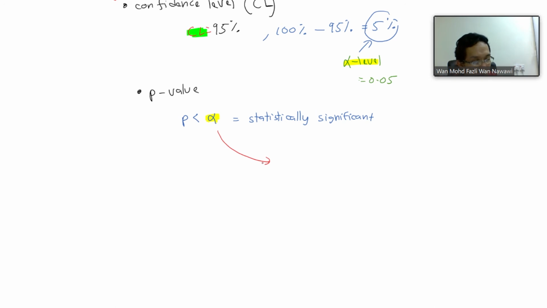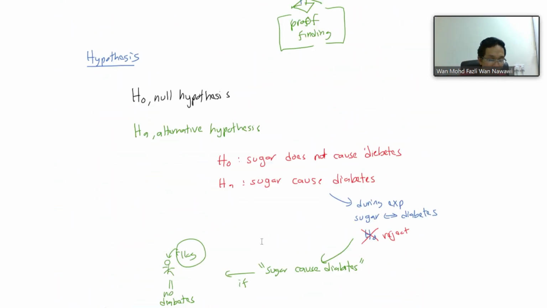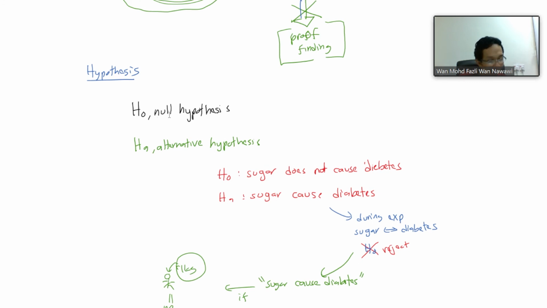Commonly, the alpha level that people normally put is 0.05 or 5%. What does it mean? It means a 5% probability to incorrectly reject the null hypothesis. Because remember, at the end, what you do in statistics is basically either to prove the null hypothesis or reject the null hypothesis.